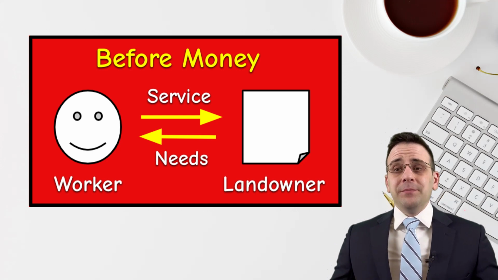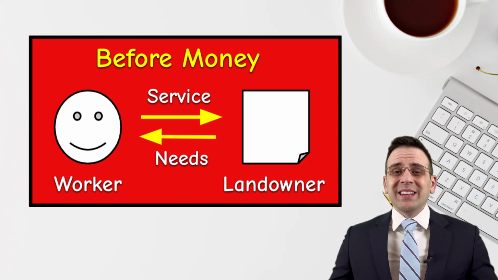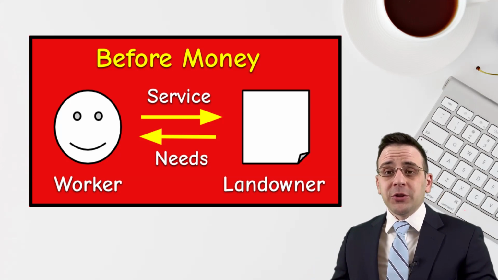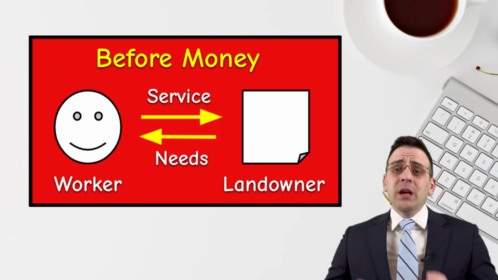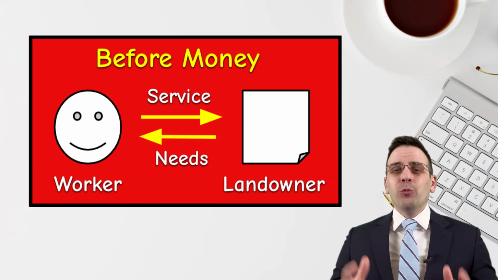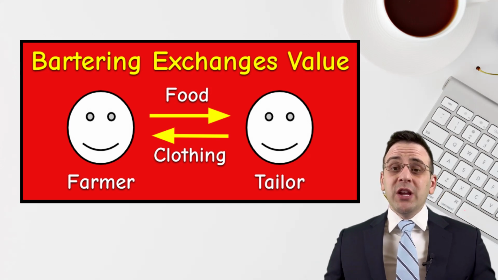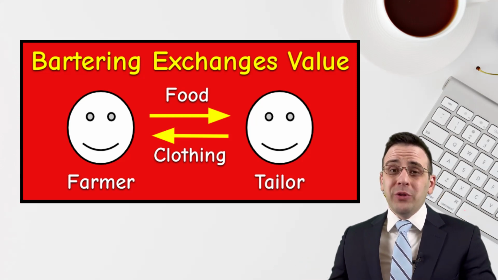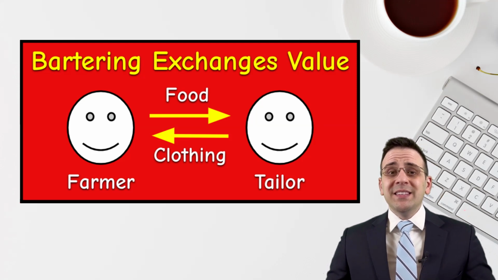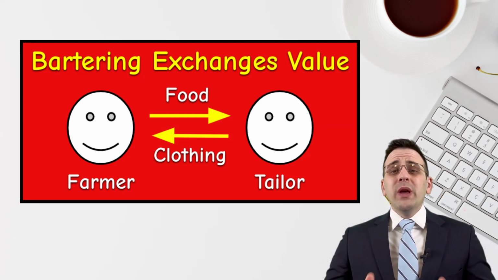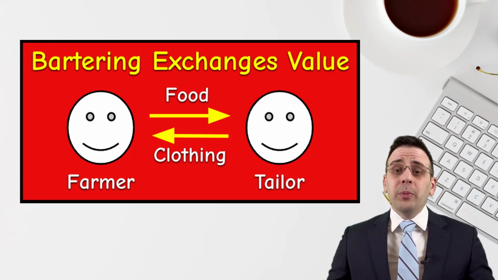Before money was invented, workers were rewarded with things they needed, like food, clothing, and shelter. In ancient Mesopotamia, records indicate that workers were even paid with beer. Ancient civilizations relied on bartering to exchange value. If I had extra clothing and you had extra food, and I needed food and you needed clothing, we could negotiate an exchange that would help both of us. Bartering isn't the most efficient system, since I would still need to find someone who has what I need and needs what I have. That takes time.